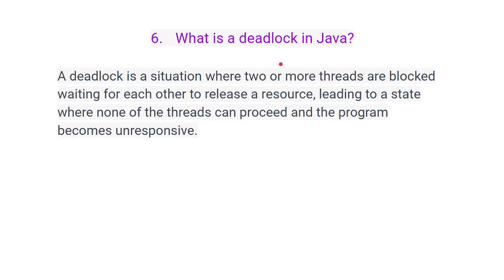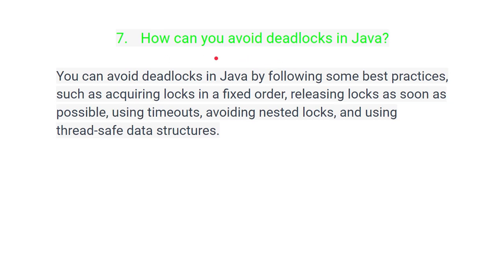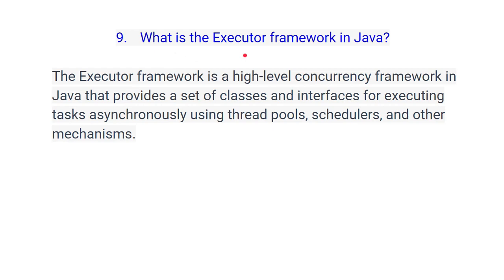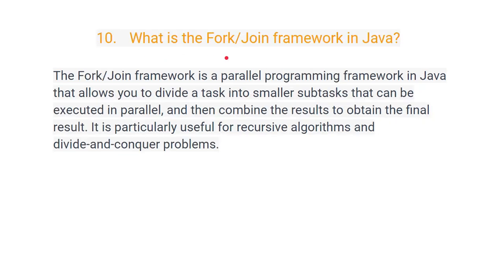What is a deadlock in Java? How can we avoid a deadlock in Java? What is the thread pool pattern in Java? What is the executor framework in Java? What is the fork join framework in Java? So those are the 10 questions I have prepared for you guys. So please go to Google and try to understand and learn about them.